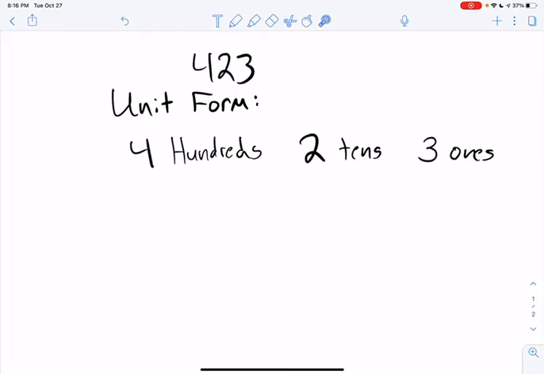You notice how we write out the number, and then we say what place value is here. So, 4 is in the hundreds, 2 is in the tens, and 3 is in the ones. Let's go ahead and try one more unit form. So, let's try 789.